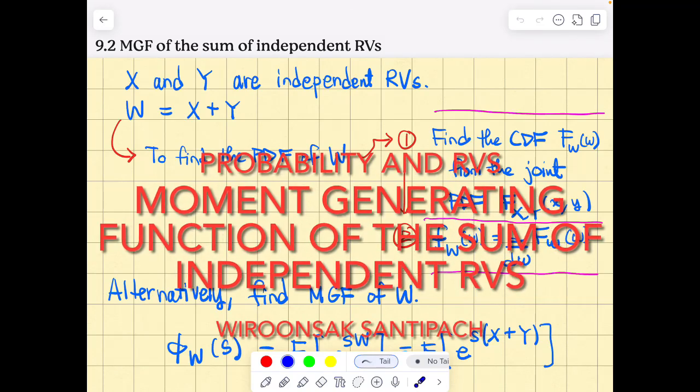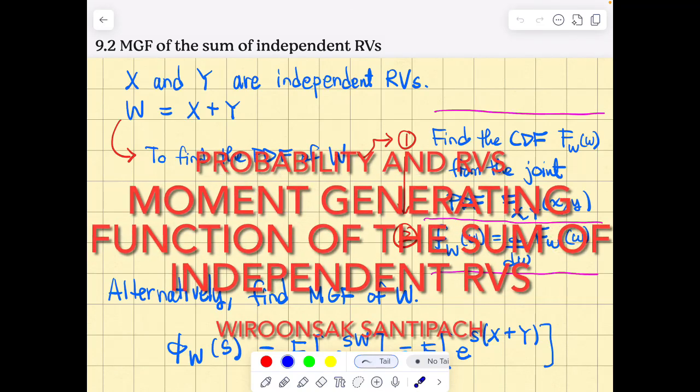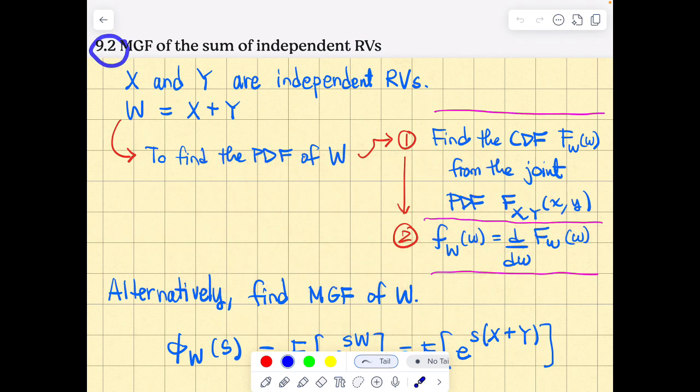Okay, so in this video, we're going to take a look at section 9.2, which is moment generating functions, or MGF, of the sum of independent random variables. Let's say we have random variable X and random variable Y, and both of them are independent from one another. Let's say W is the sum of X plus Y.